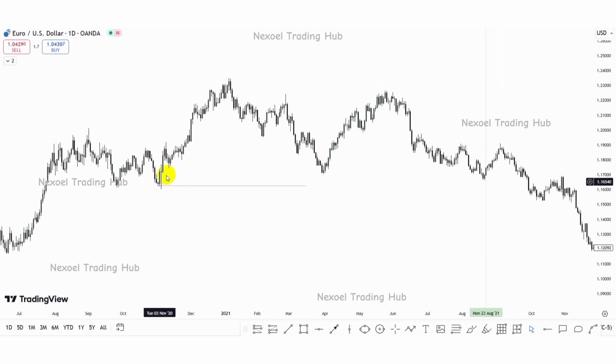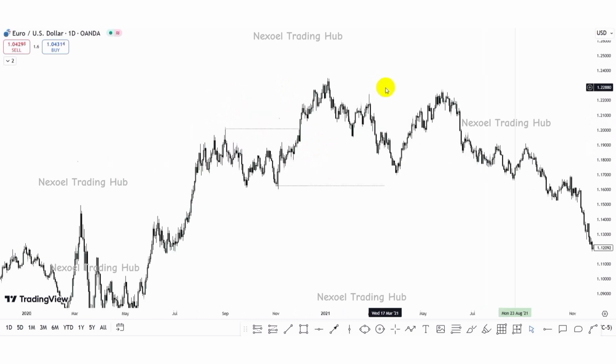Because this is the low that sponsored the move to the upside that broke this structure here. So for you to have a major market structure shift, the market must take out this low here. Within the pullback move, you're having a bearish structure because you can see the market took out this low, took out this low, took out this low, finally returned to the downside and then gave this movement to the upside.